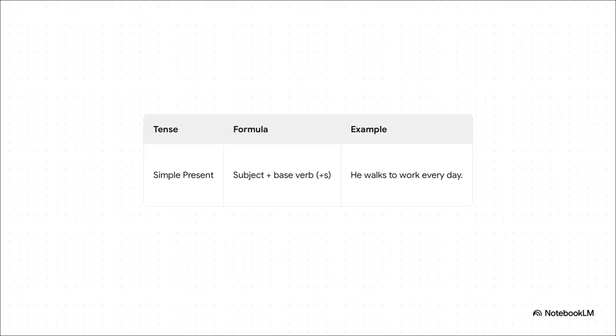That's where the simple present comes in. It's for universal truths and daily habits. Look at the example. He walks to work every day. It's his routine. It's a fact of his life. And the formula? Super simple. It's just the subject and the base verb.